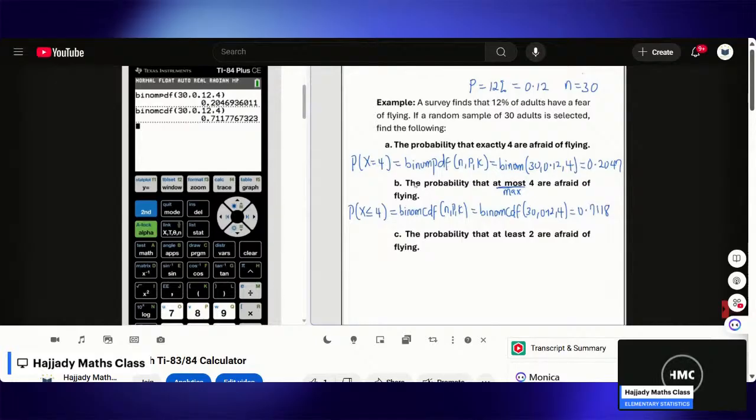And lastly, this question says find the probability that at least 2 are afraid of flying. At least means the minimum you can have is 2. So the probability of x is greater than or equal to 2. It can be 2 or more than 2, which is the same thing as saying 1 minus the probability that our x is less than 2.